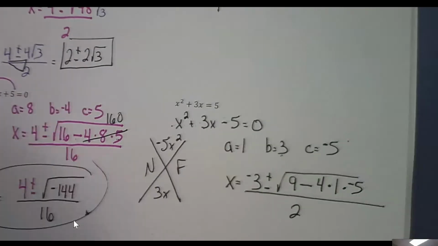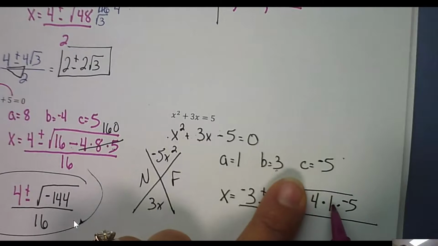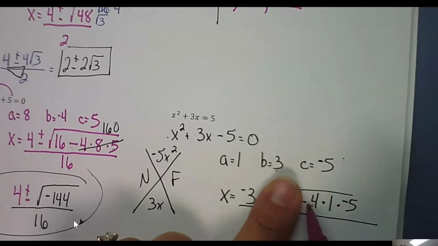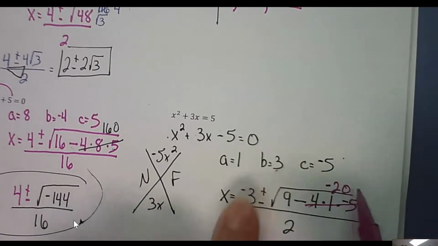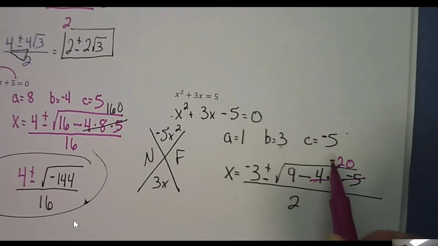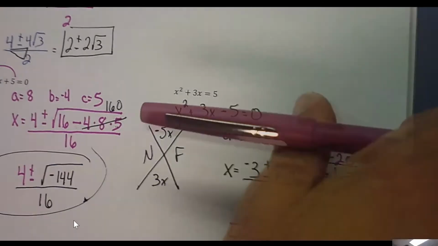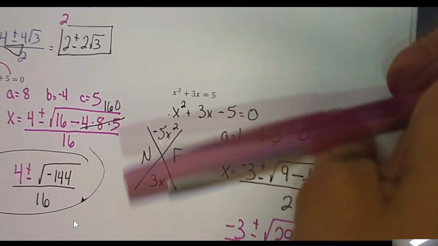And again, always start in that radical. Get used to the fact that you will multiply first, so 4 times 1, that's 4, times 5, this becomes negative 20. And then when I have 9 and I take away negative 20, that becomes 9 plus 20. So in that radical, I end up with 29. Oops, sorry, you can't see that 2 there.